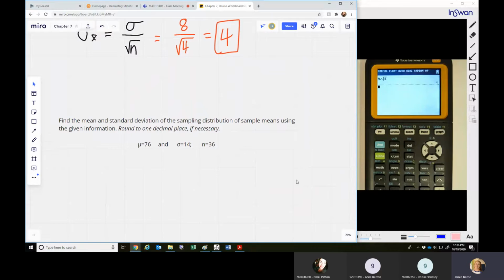All right, so we're going to do one more, and then I'm going to talk about the central limit theorem. Again, same directions. Find the mean and the standard deviation of the sampling distribution of sample means using the given information. Round to 1 decimal place if necessary.